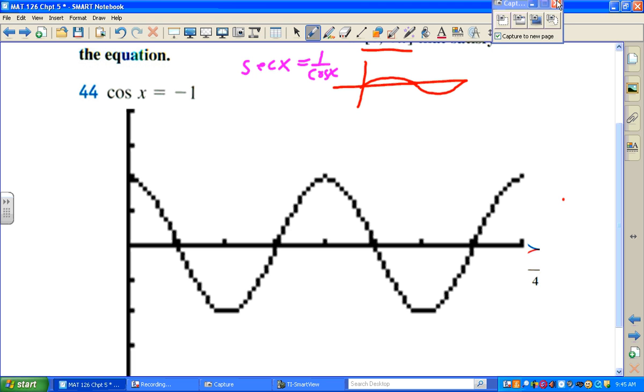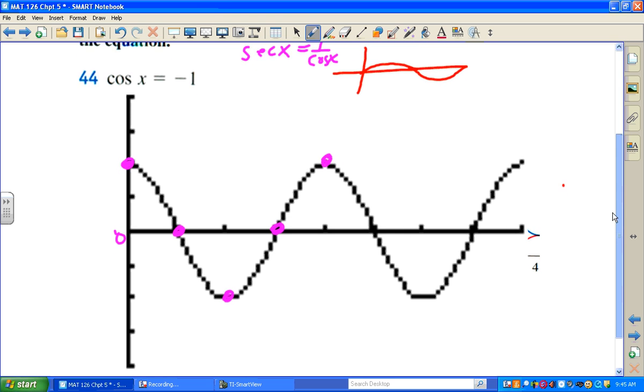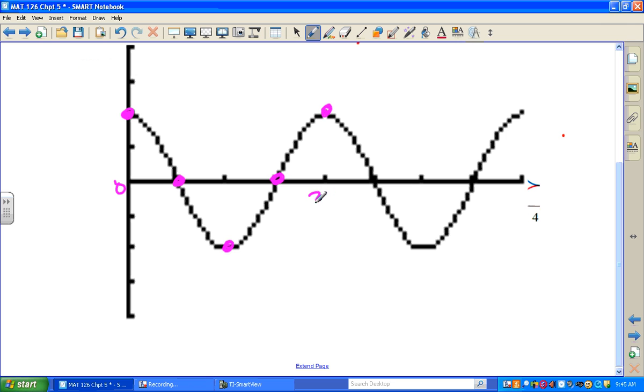I've mentioned the 5 critical values before. They are at 0 because cosine is 1. They're at pi over 2 because cosine is 0. They're at pi because cosine is -1. And they are at 3 pi over 2 because cosine is 0, and at 2 pi because cosine is 1. Those are the 5 critical values for cosine. Now, since we have 2 cycles, we have 10 critical values for cosine.